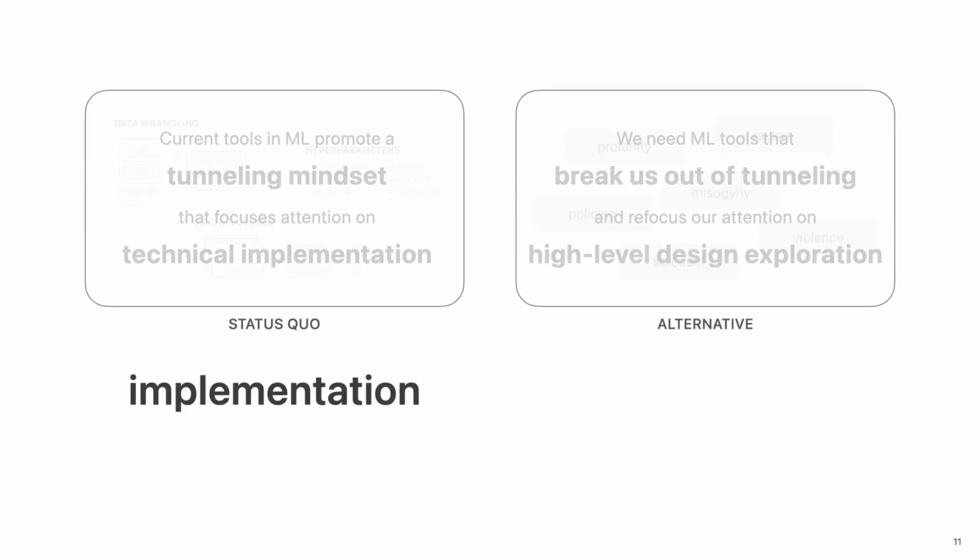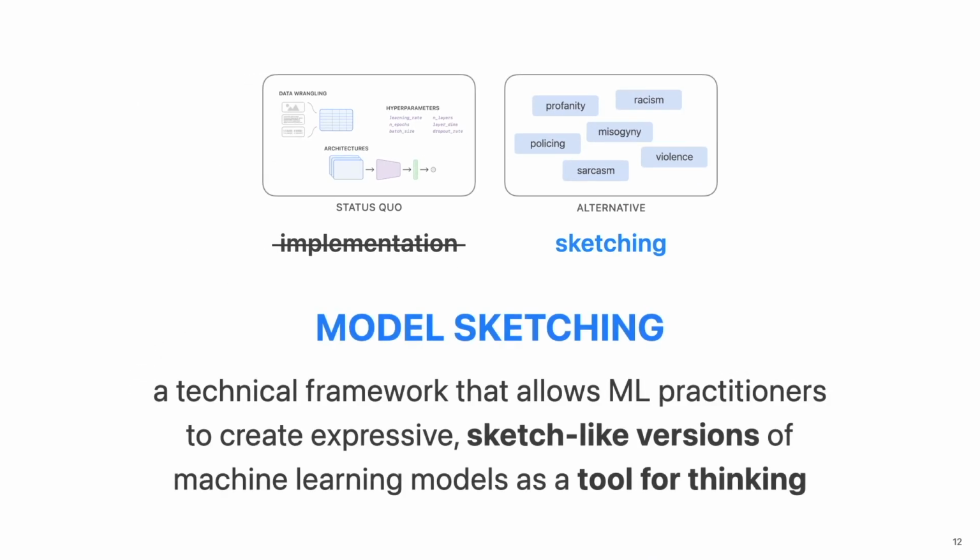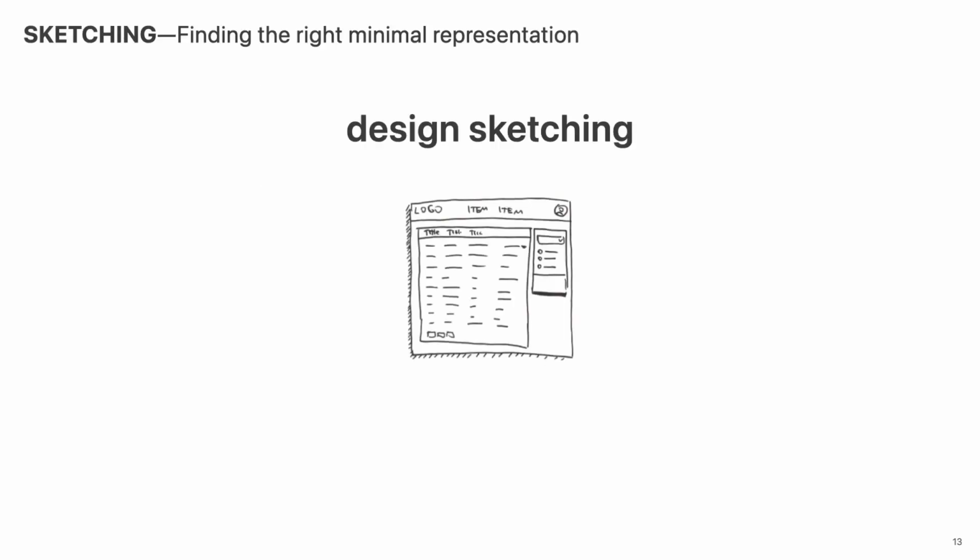Designers have seen this mistake before, and instead of jumping straight into implementation, they've long turned to a practice of sketching as a cognitive tool to help them rapidly explore high-level design possibilities. We address this gap in machine learning by introducing model sketching, a technical framework that allows ML practitioners to create sketch-like machine learning models as a tool for thinking. Sketching is about finding a minimal representation, capturing the right details, and abstracting away everything else.